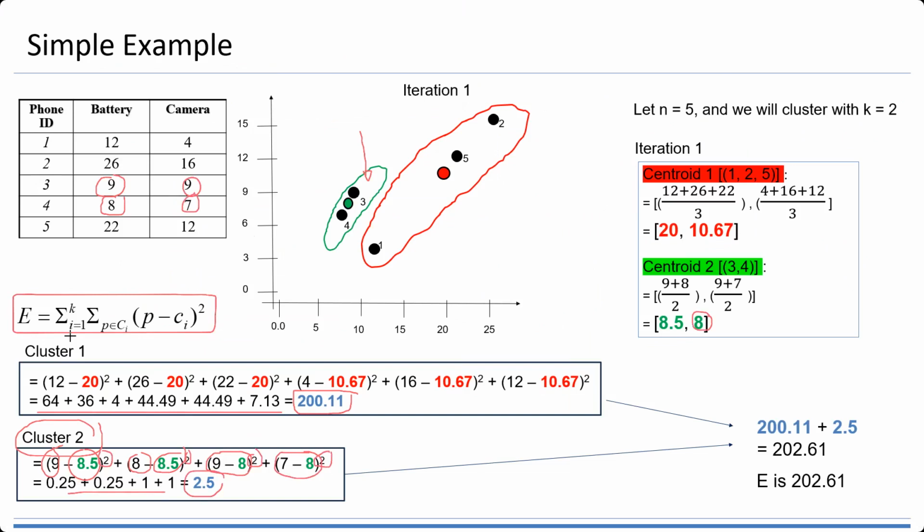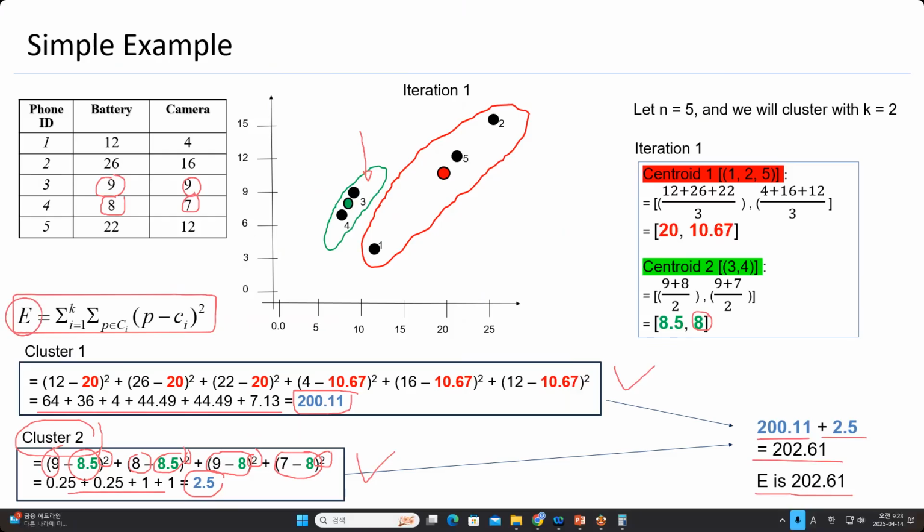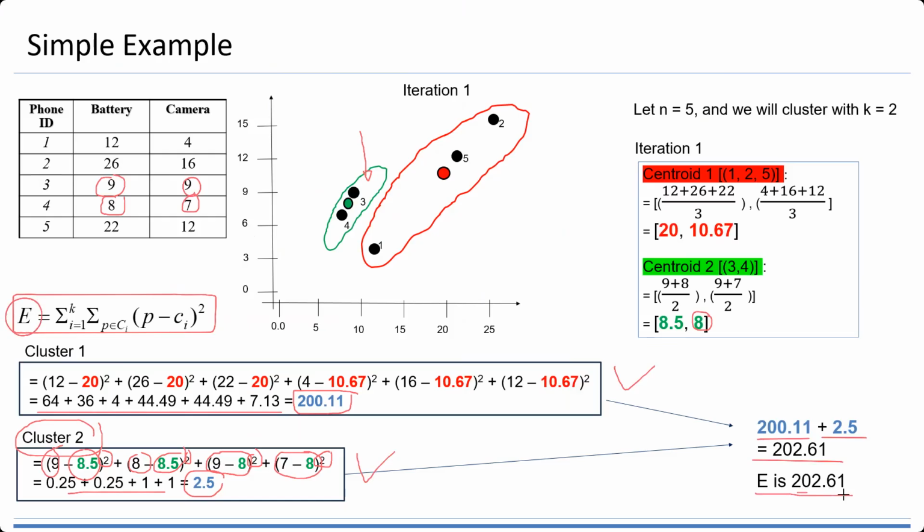So at the end, what is E? We want to do the summation for this one and this one. So 200.11 plus 2.5. Then we will get the value as much as this one. So the E, or the expected distance, is 202.61.